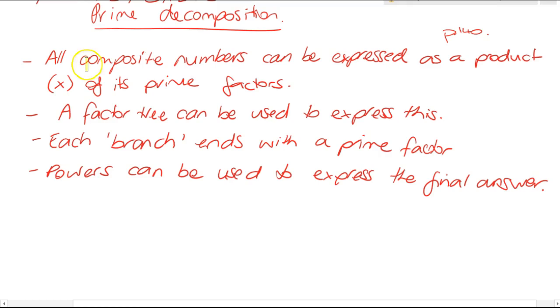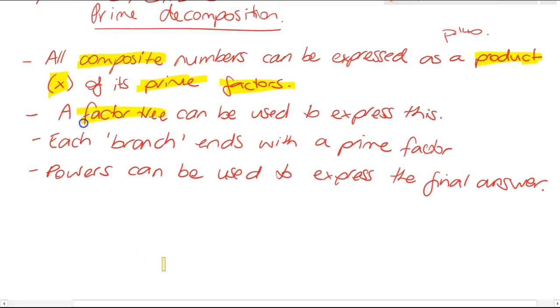Okay, so firstly, all composite numbers can be expressed as a product, and by that word we mean multiplication, of its prime factors. Okay, so knowledge of what a composite number is, a number with more than two factors. A prime number only has two factors, one and itself.